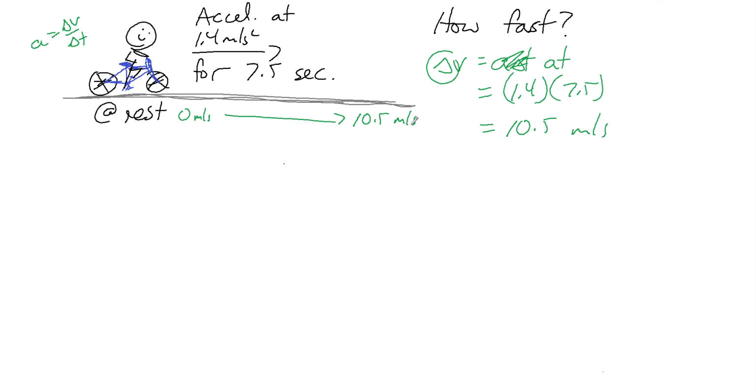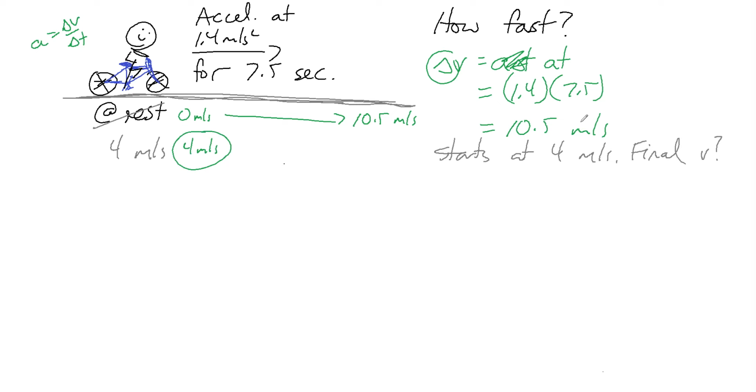Now, what if we modified this a little bit? What if instead of starting at rest, so let's get rid of that at rest, maybe he's already going 4 meters per second and then speeds up. So what if he starts at 4 meters per second? Okay, so same question. What's the final v? What is he going to go up to? Well, this is going to be a little bit different because now he's starting at 4 meters per second. He's not starting at 0. Now he's starting at 4.